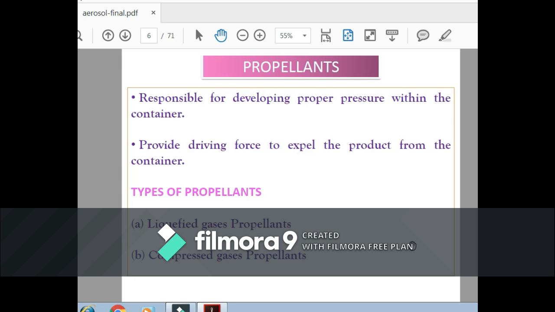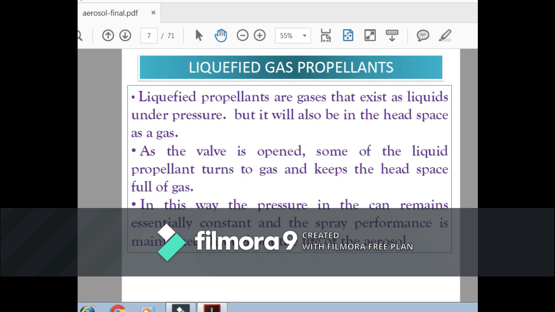Now, what are the examples of liquefied gas propellants? Liquefied gas propellants exist in the form of liquids under high pressure. When we are filling that liquefied gas propellant inside your container, at that time we have to maintain the chilled condition as well as the high pressure. Because of that high pressure, while filling it may convert into the liquid state, and when it reaches your container, it will try to form the gas. So these liquefied gas propellants are very useful for the development of pressure inside your container.